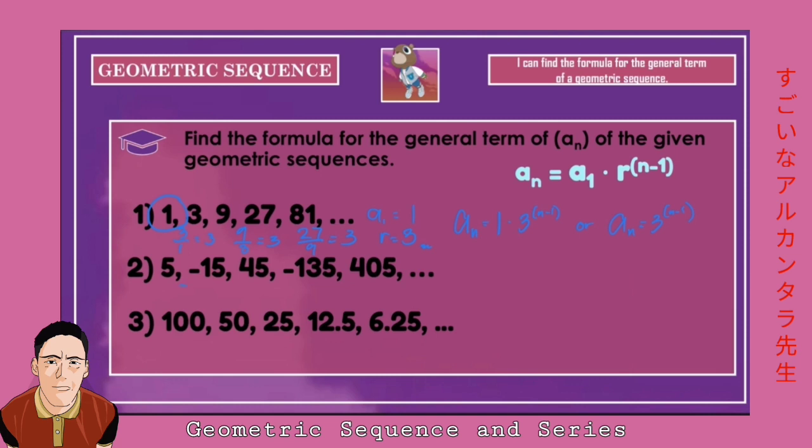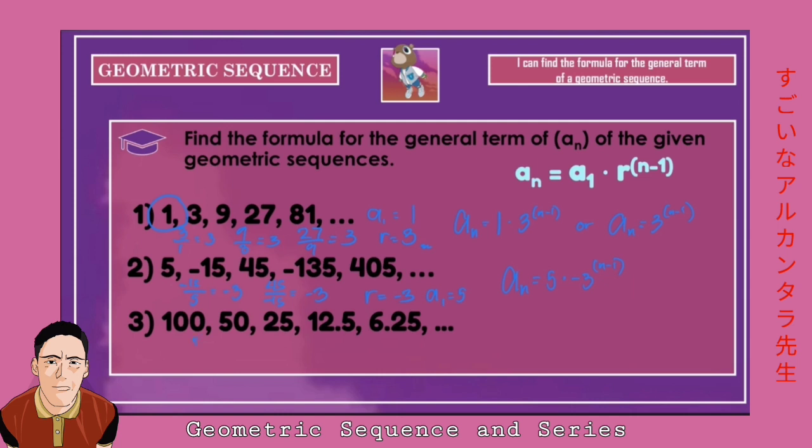Next, we have number 2. Negative 15 divided by 5, that's negative 3. 45 divided by negative 15, that's negative 3. The common ratio here is negative 3. This is the same example as earlier. So we have r as negative 3, our a sub 1 is 5. So substituting, you'll have a sub n is equal to a sub 1, which is 5, multiplied by negative 3 raised to n minus 1. Okay, the dot here represents multiplication. Please do not forget about that.